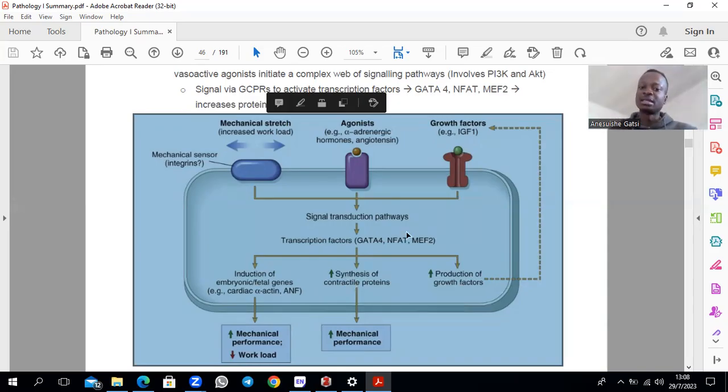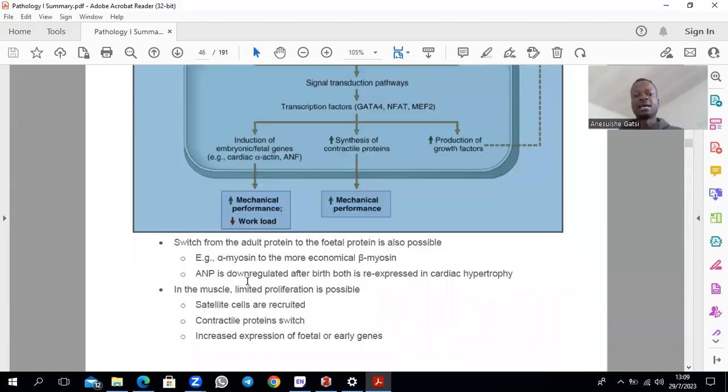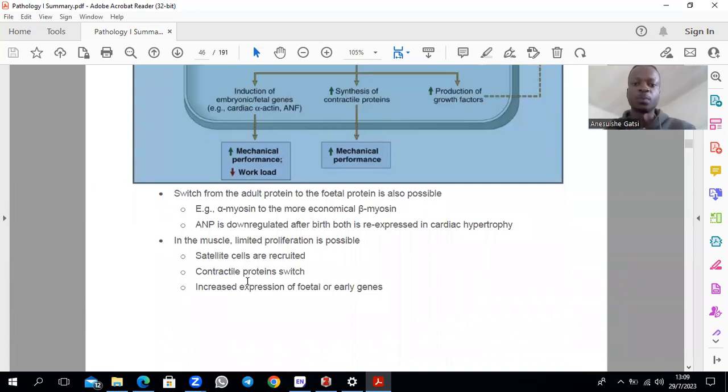And this cardiac hypertrophy, for the purpose of MCQs, is associated with a switch from adult contractile proteins to fetal contractile proteins here, right? Where you change the isoforms of myosin from the adult form to the fetal forms, right? Okay. What's written there, I won't talk about that. You can read through.